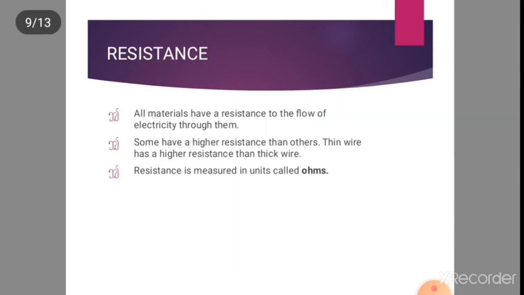Resistance. All materials have a resistance to the flow of electricity through them. Some have a higher resistance than others. Thin wires have a higher resistance than thick wires. The higher the resistance, the greater the chance that the wire gets hot, burns and melts.